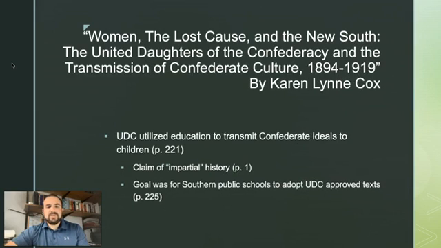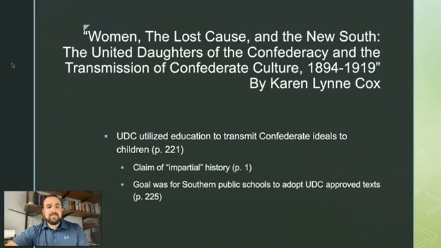The first dissertation I looked into is by someone who's well respected in this field, Karen Lynn Cox. And Cox wrote a dissertation really centering on the United Daughters of the Confederacy, abbreviated UDC. And education was a part of the research that Cox conducted. The UDC utilized education to transmit Confederate ideals to children. So children were definitely a target to promote this ideology.